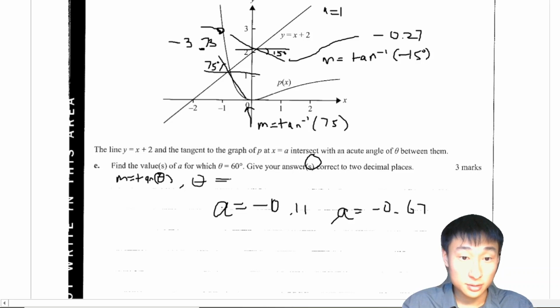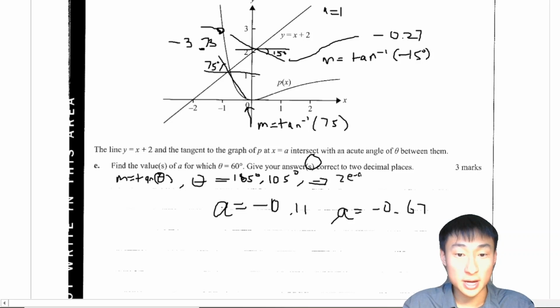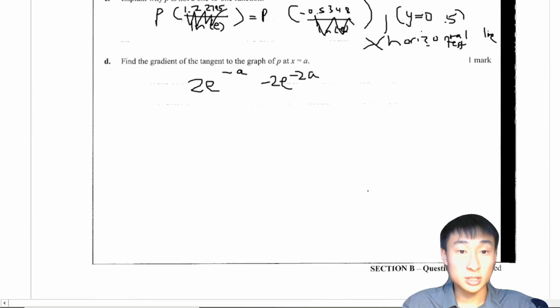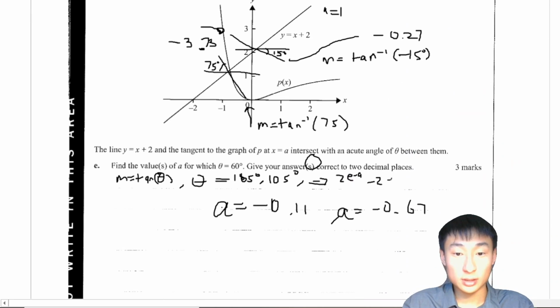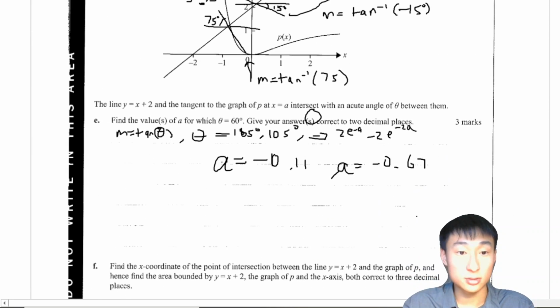Theta equals 50, 100 and 165 degrees and 105 degrees. Then you get two values of m, and then you solve them with 2e to the power of minus a minus 2e to the power of minus 2a. And I get those two answers for a.